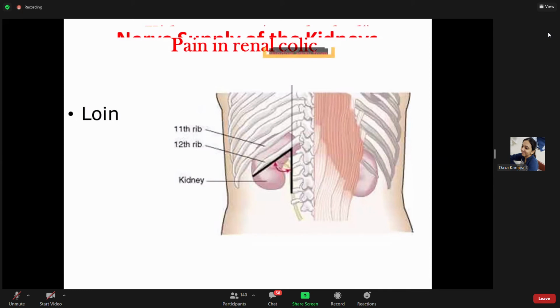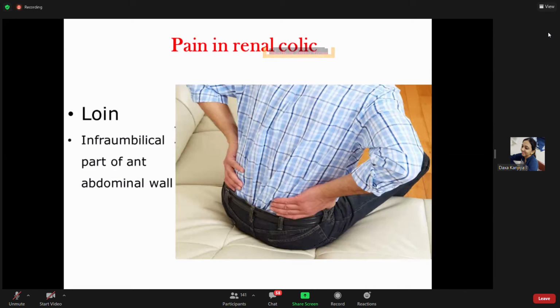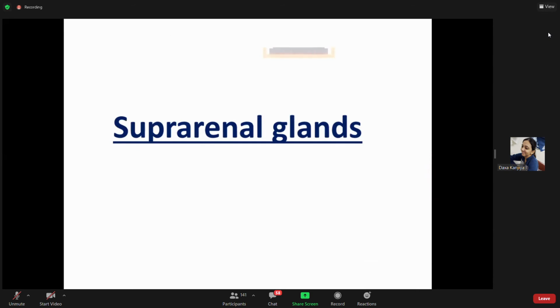Now renal colicky pain. As I told you, renal colicky pain starts first over the renal angle, which is called the loin area, and from this it radiates downward and medially towards the groin, towards the infraumbilical part of the anterior abdominal wall. So that's all about the kidney morphological features. Now suprarenal glands.